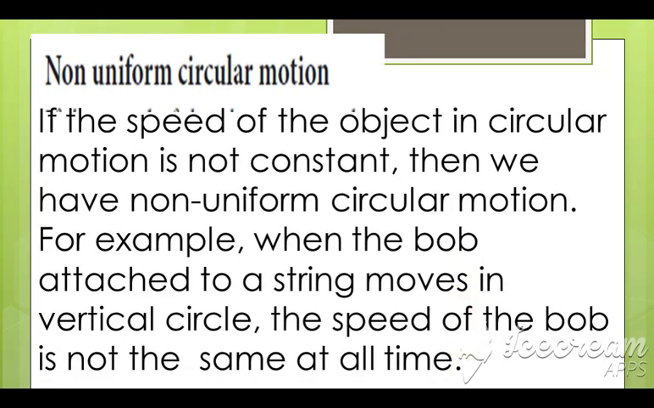Then the next type, which is non-uniform. The term itself says that it is not uniform. So what is not uniform? The speed is not constant. Okay, so the speed is not constant. That is called non-uniform.